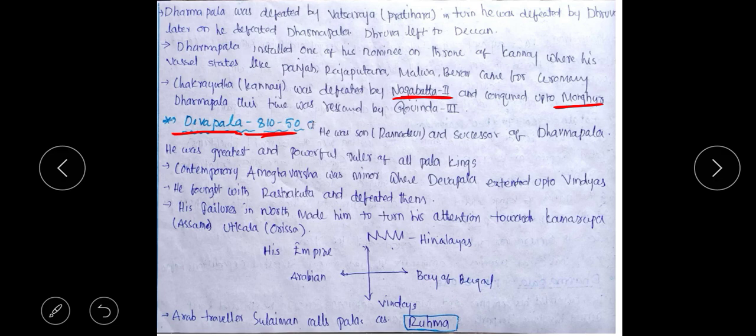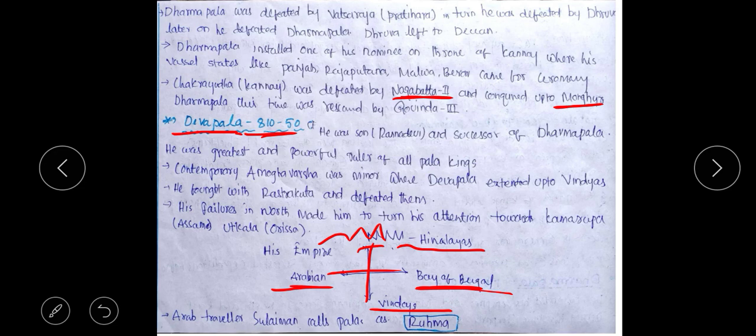During this period only he was able to have control up to the Vindhyas. So we see the extension of his empire. On the north, his border is up to the Himalayas, the Himalayan mountains. His rule was there, and in the south we see up to the Vindhyan ranges, and on the west the Arabian Sea, and in the east the Bay of Bengal. This is the extension of Devapala.